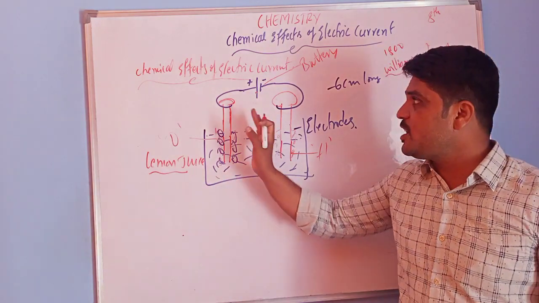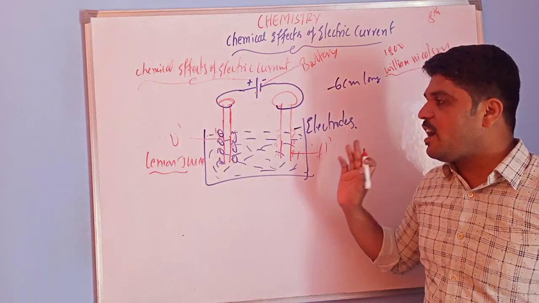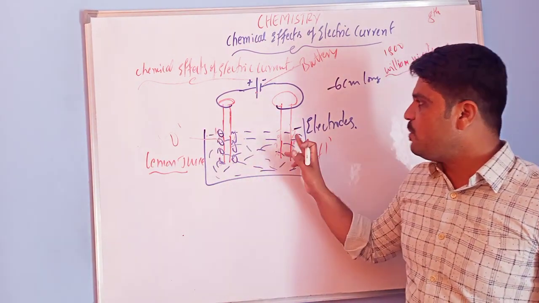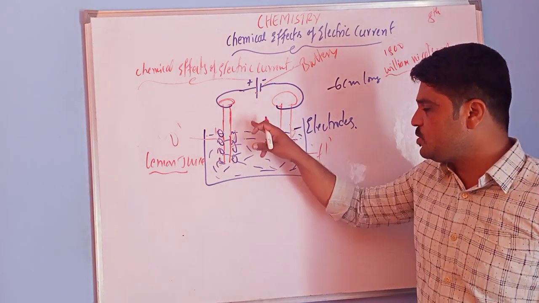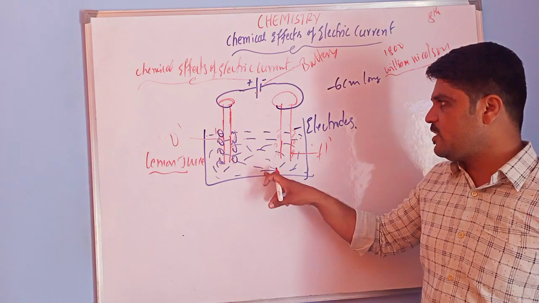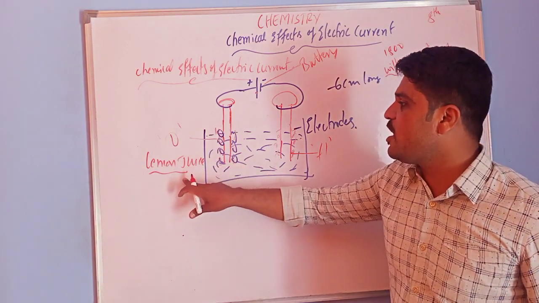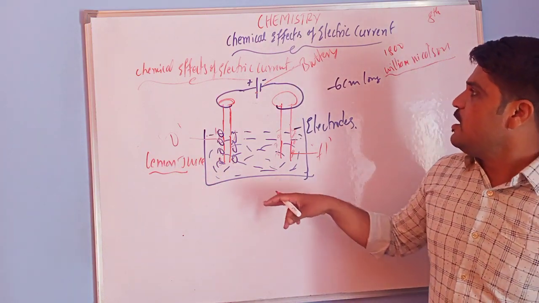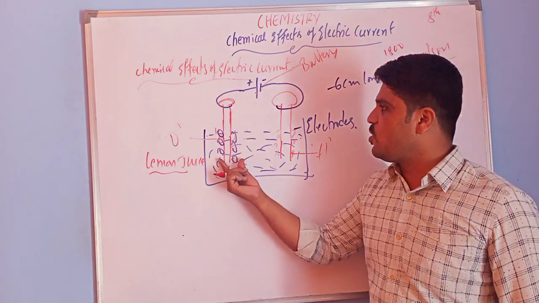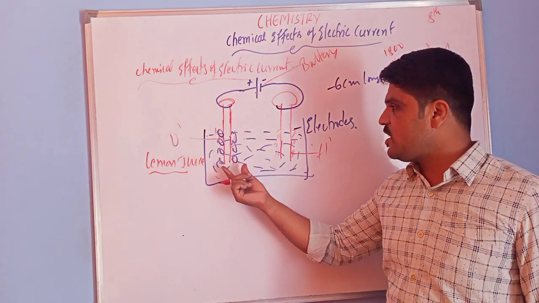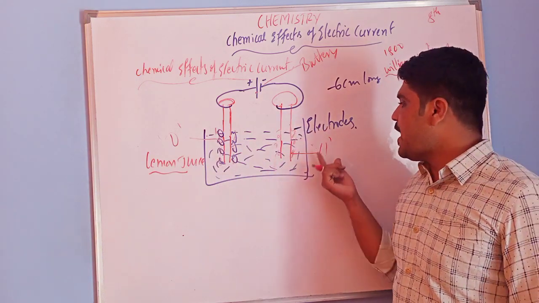Chemical effects of electric current means chemical reactions occur from the electric current. This is what you have to remember. How do you recognize it? Two electrodes are connected with the battery and immersed in water, which is a conducting solution. To make it more conducting you add lemon juice, and after 3 to 4 minutes the positive terminal forms oxygen bubbles and the negative terminal forms hydrogen bubbles.